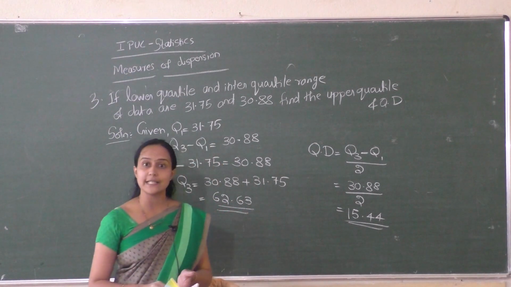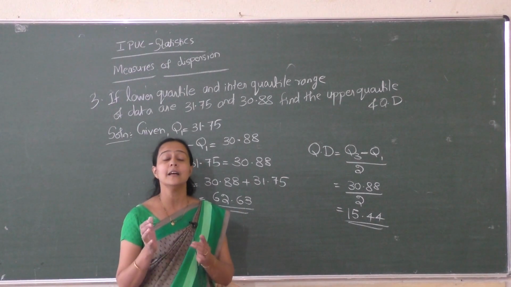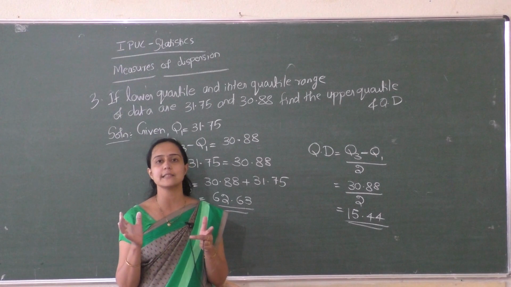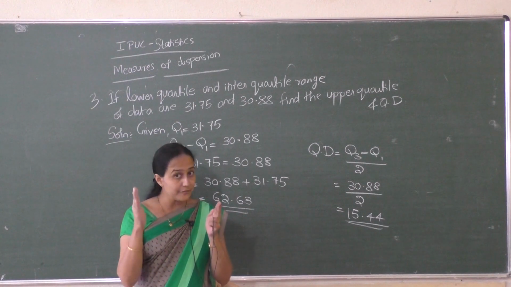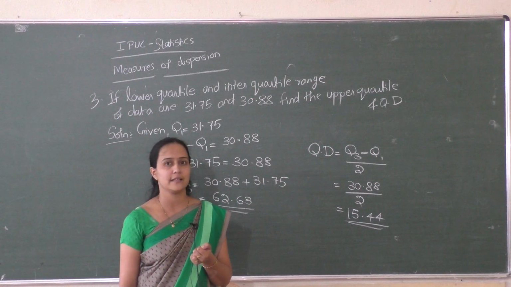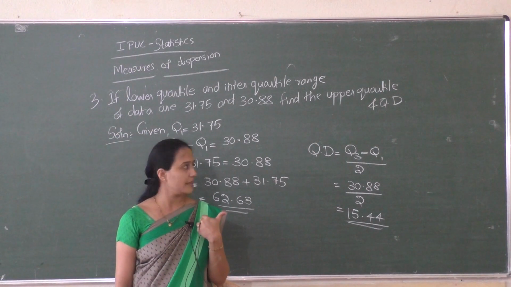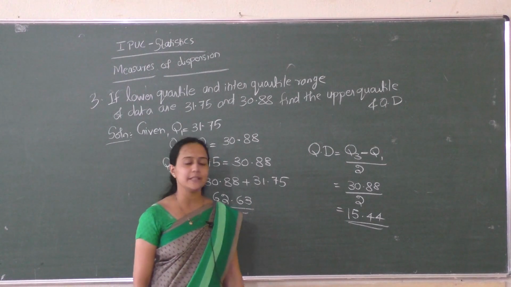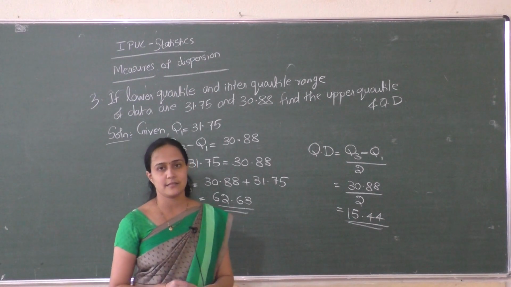Hope it is clear. Quartile deviation is clear to you. We saw the merits and demerits also, isn't it? What are the merits? It is easy to understand and simple to calculate. Then the demerit: we consider only 50% of the observations here, and omit the other 50%, including the extreme observations. That is the main drawback of quartile deviation. Hope quartile deviation is clear to you. In the next class we will move to mean deviation. Okay, thank you.